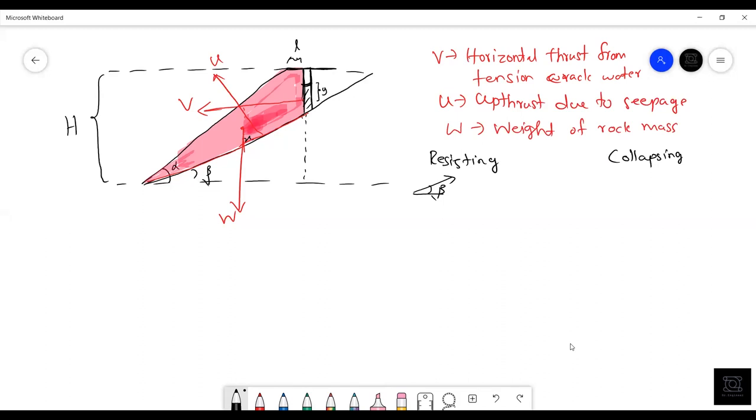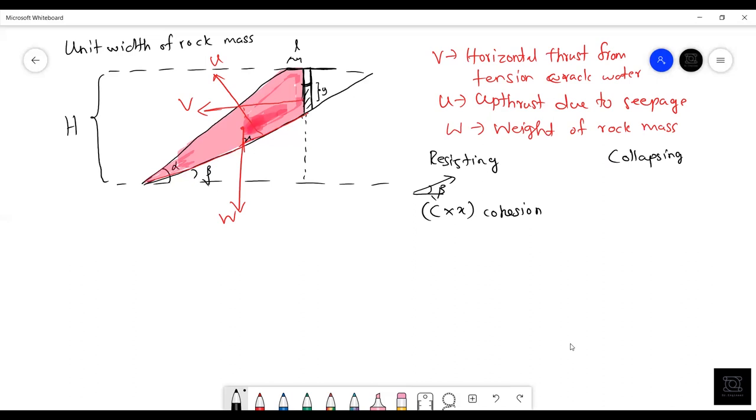The soil is both cohesive and frictional. So there will be a cohesion resisting force, that is cohesion C times X. This is due to cohesion. You have to consider that we are taking unit width of rock mass, so we are doing this calculation for unit width. Another part is due to friction. When it comes to friction, we use F equals mu R. If we know the perpendicular reaction, we can find the frictional force.